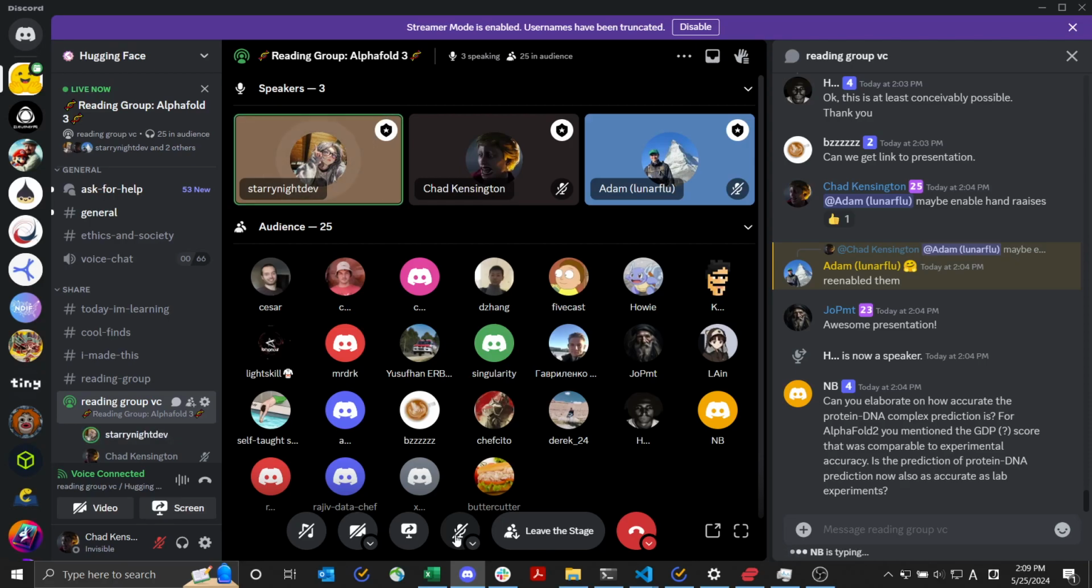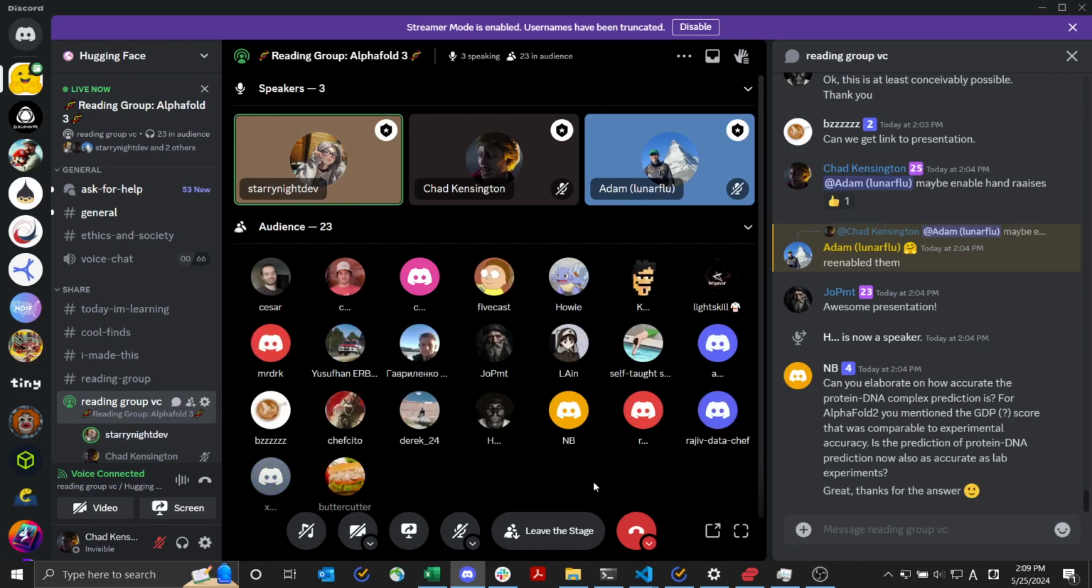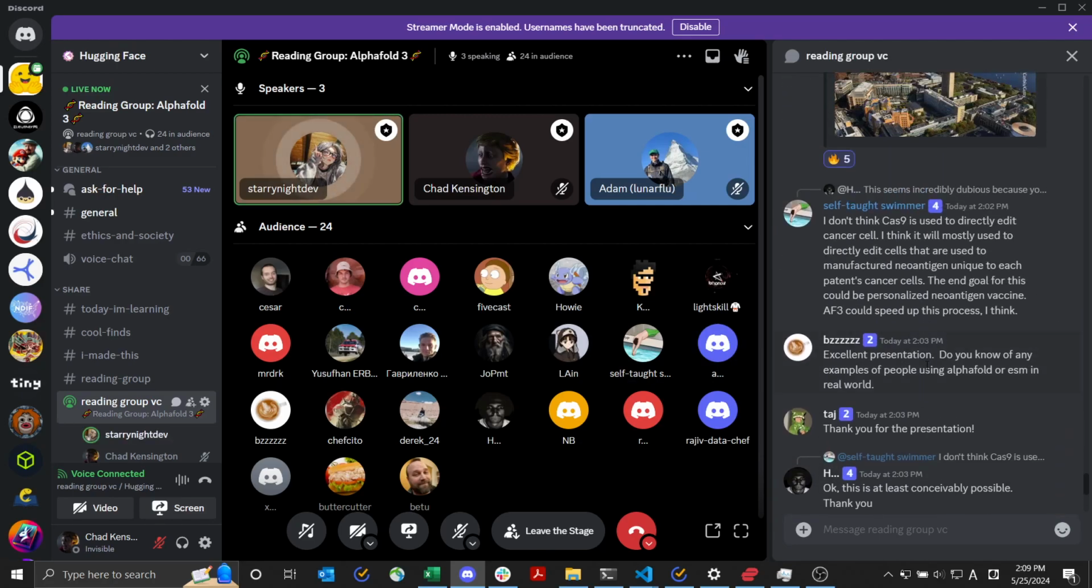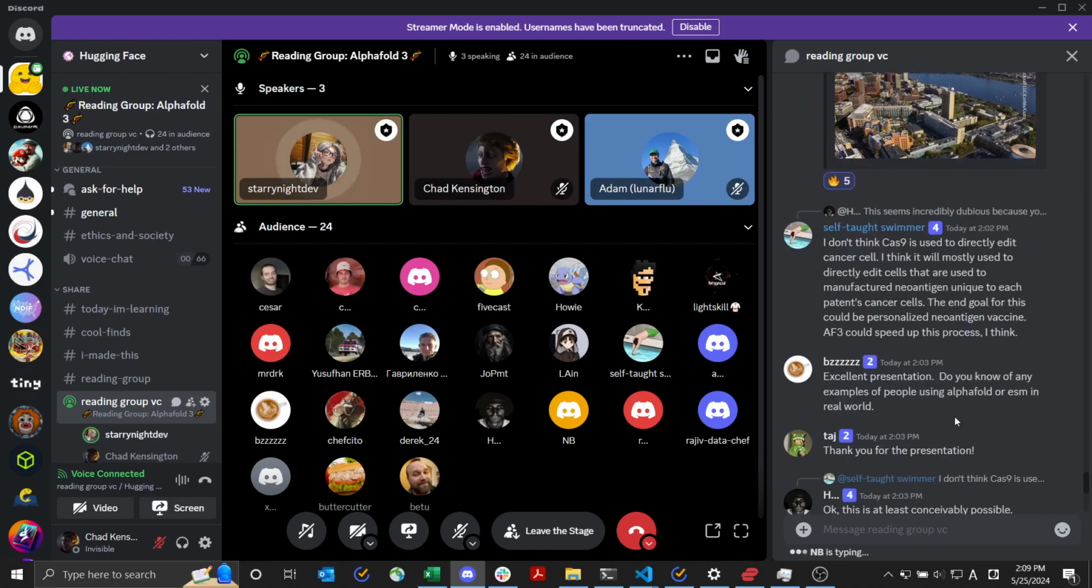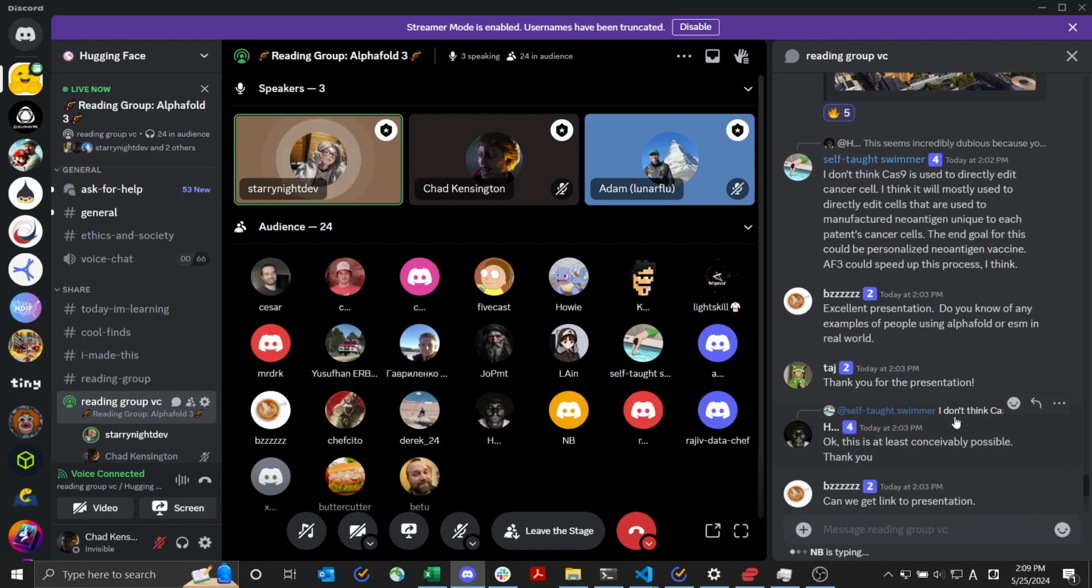There is a question by self-taught swimmer, which says, I don't think Cas9 is used directly to edit cancer cells. I think it will mostly be used to directly edit cells that manufacture neoantigens unique to each patient's cancer cell. Yeah, that's neat. Absolutely. The end goal for this could be personalized neoantigen vaccines. AlphaFold 3 could speed up the process, I think. Yeah, you're totally right, self-taught swimmer. That's perfect.